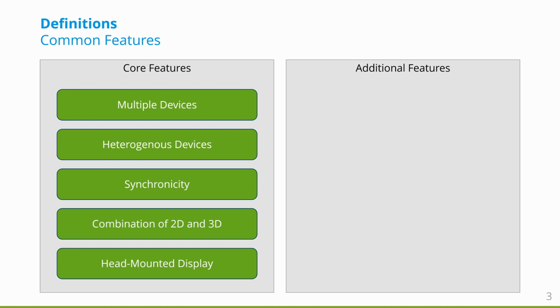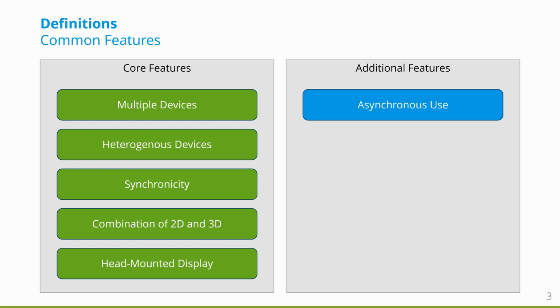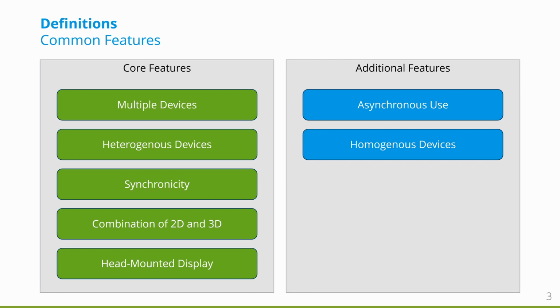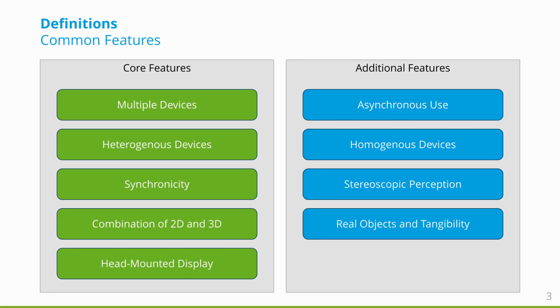However, we could also find other features that only some definitions included, like an asynchronous use of homogeneous devices. Although the general stereoscopic perception and the combination of real objects and the tangibility are discussed. With such a broad range of features, classifying systems as hybrid user interfaces becomes hard. We presented some edge cases based on our projects and experience to demonstrate that.